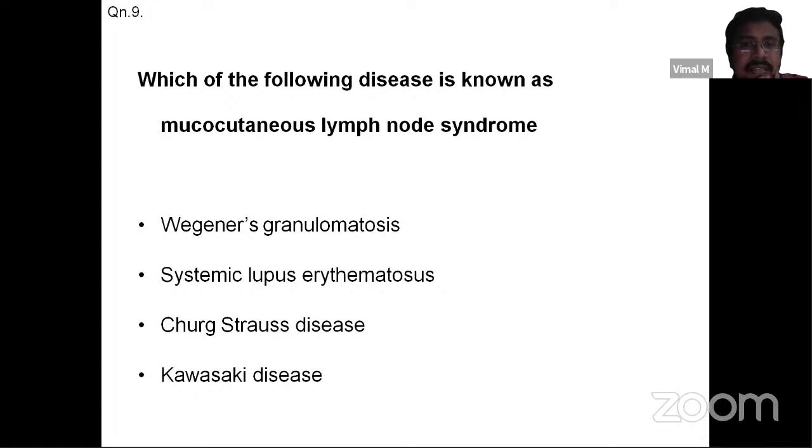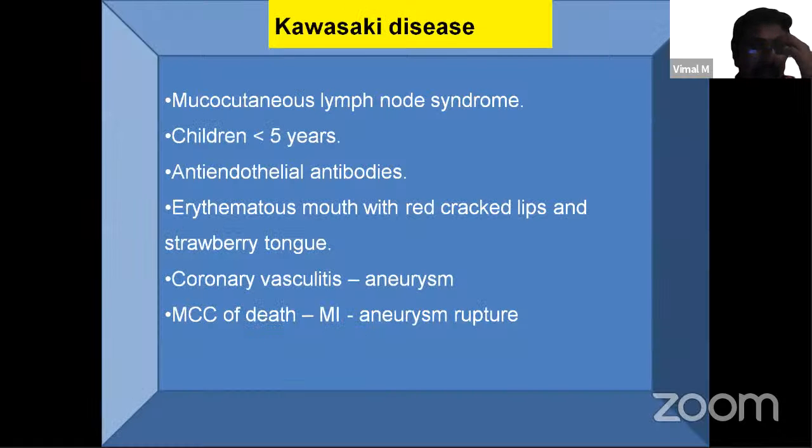Which of the following diseases is known as mucocutaneous lymph node syndrome? Mucocutaneous lymph node syndrome. That is, it affects the mucous membranes, cutaneous skin, and also lymph nodes. Okay. So before solving this, let us know about Kawasaki disease. Kawasaki disease is called mucocutaneous lymph node syndrome. It is seen in children less than 5 years. Yes, if you see vasculitis in a child, think of Kawasaki.